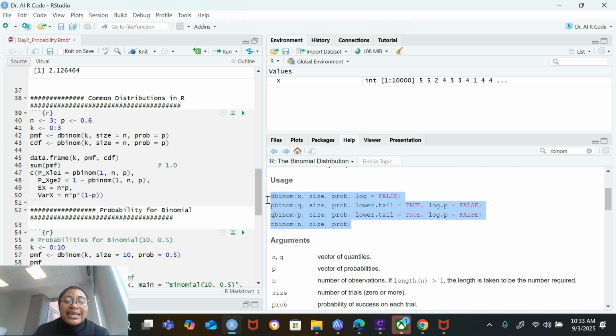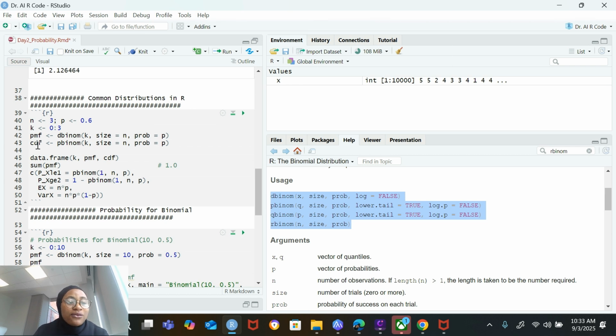So you can call dbinom. What's the first thing it's going to take? What is the size? How many trials are you going to do? In this case, we are taking our trials from 0 to 3, so you generate a sequence of your trials from 0 to 3. Then we set our sample size to be 3, and our p, which is the probability of success, to be 0.6. So we use our PMF.